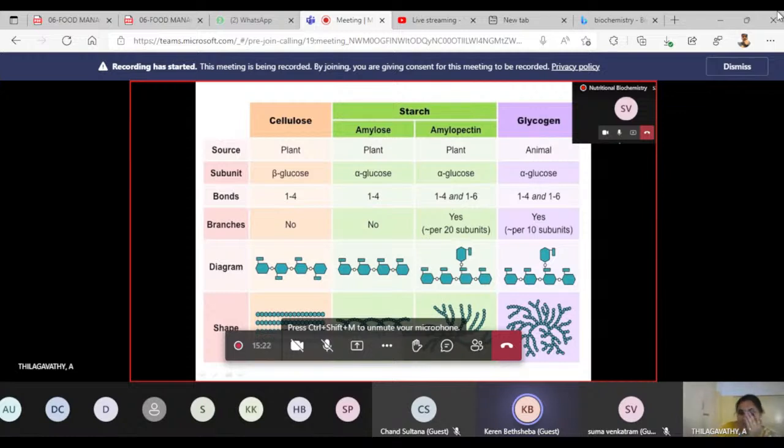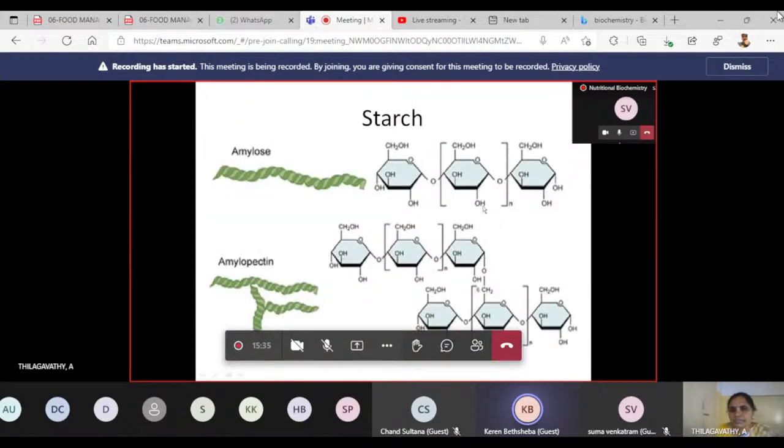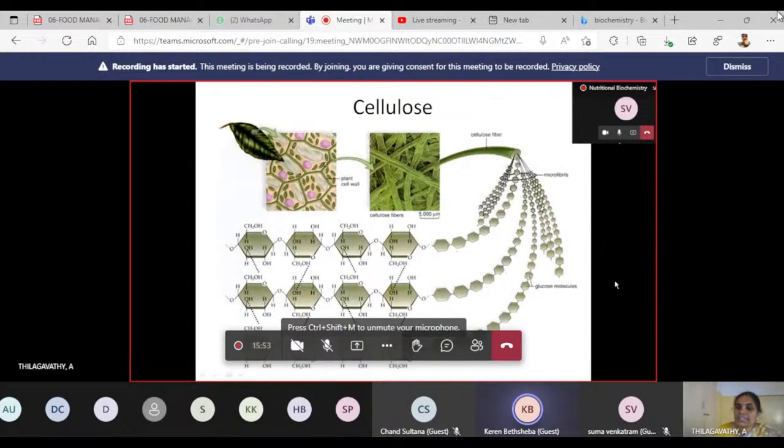So wherever the molecules are linked linearly, the bond is alpha 1,4 glycosidic bond. When there is a branching, it has alpha 1,6 glycosidic bond. When they are linked linearly, the bond is alpha 1,4 linkage. But when they branch like this, between the first and sixth carbon atom, the branching position will have a linkage which is alpha 1,6 glycosidic linkage.